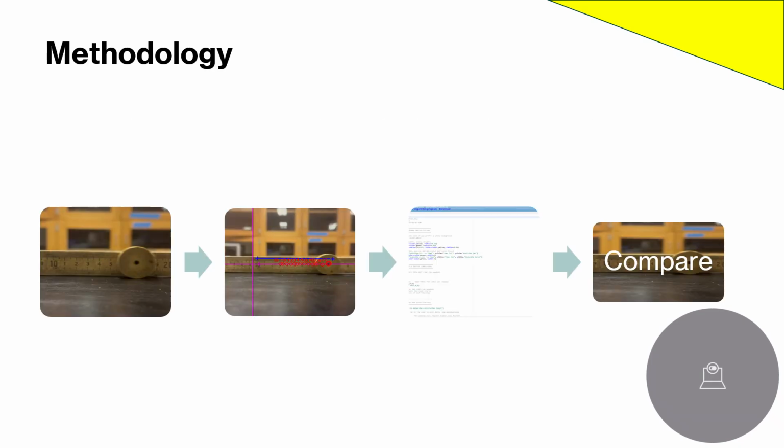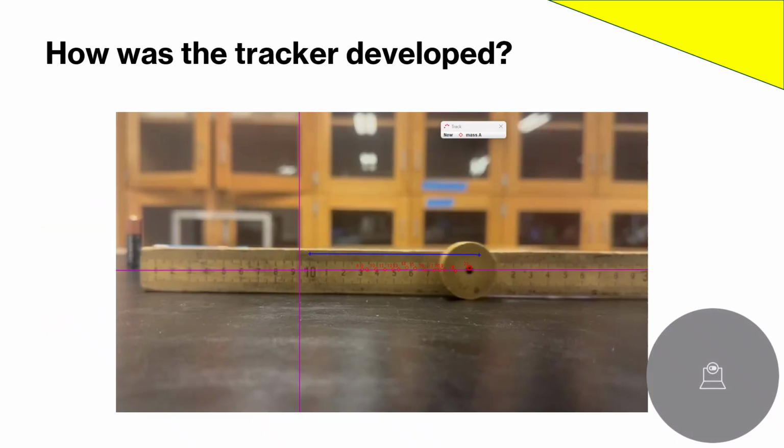So for our methodology, the process included first taking a video of an object, then using that video to give values in Tracker and develop graphs. Then we'll use the tracker to develop a computational model, and we will finally compare the computational model with the tracker.